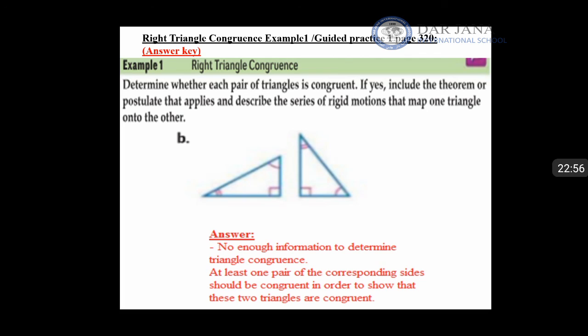It means we don't have enough information to determine whether those two triangles are congruent. In order to determine whether they are congruent or not, we need to have at least one pair of corresponding sides congruent, or one pair of corresponding legs congruent. So in part B, we don't have enough information to determine whether those are congruent or not.